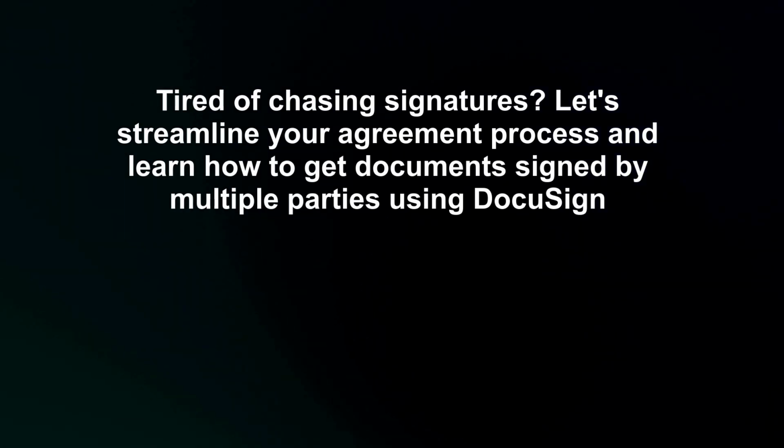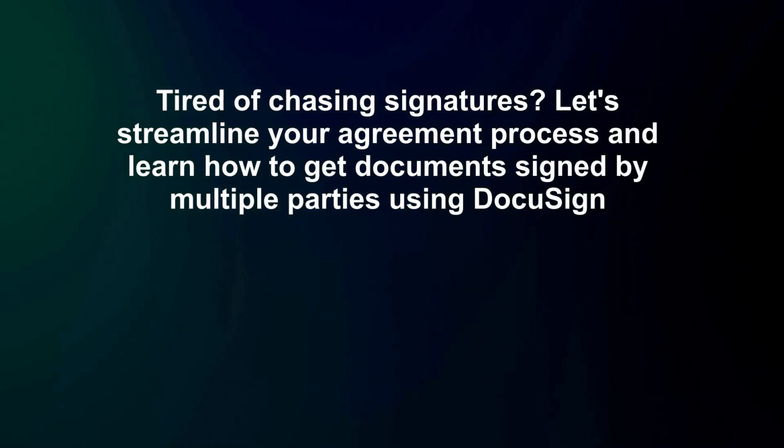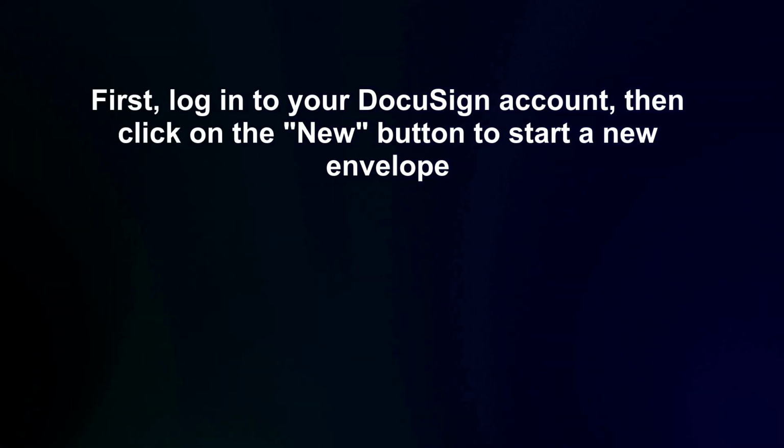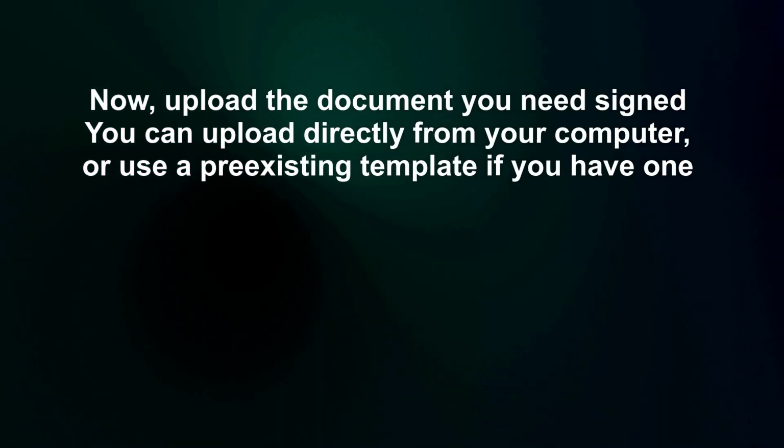Tired of chasing signatures? Let's streamline your agreement process and learn how to get documents signed by multiple parties using DocuSign. First, log into your DocuSign account, then click on the New button to start a new envelope. Now, upload the document you need signed.